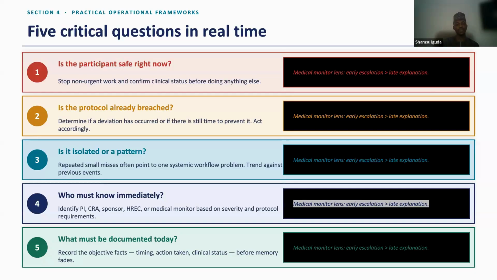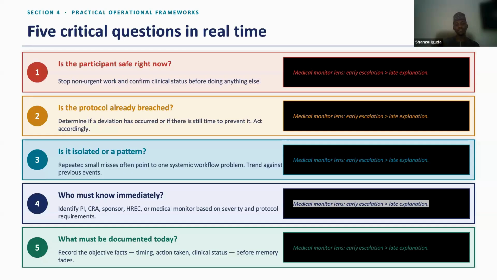And if the visit window has already closed, you are now in documentation and classification mode rather than prevention mode. So the next question for you to ask is: is this isolated or part of a pattern? This is the question that most sites skip, and it is one of the important questions that needs to be asked.